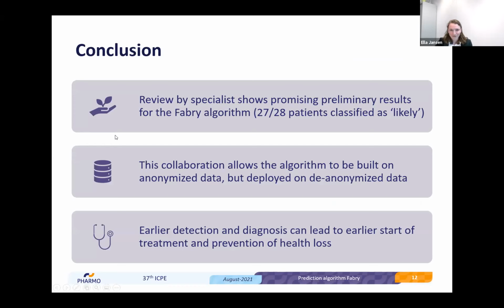But for now, to conclude, we are still in the process of algorithm development. However, the first results after chart review by the Fabry specialist show some very promising results. This really excites us to further work out a similar algorithm for Pompe disease and hopefully in the future also for other rare diseases. We believe that through this collaboration, we hold a unique opportunity to not only identify potential rare disease patients, but also notify their GPs, through which hopefully diagnosis can become more timely, treatment can be started early, and health loss can be reduced.